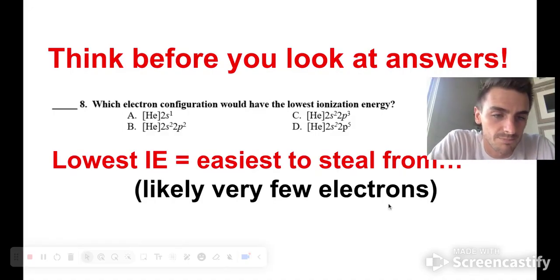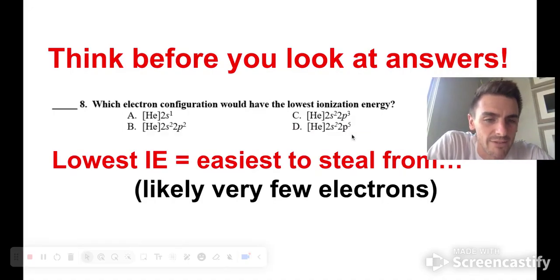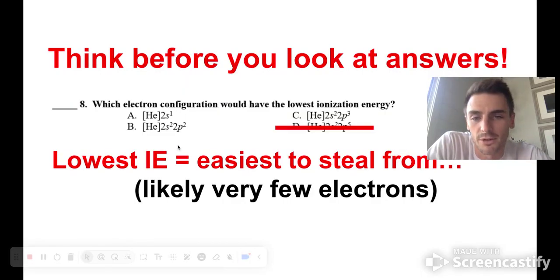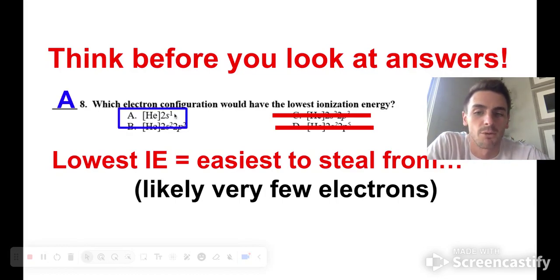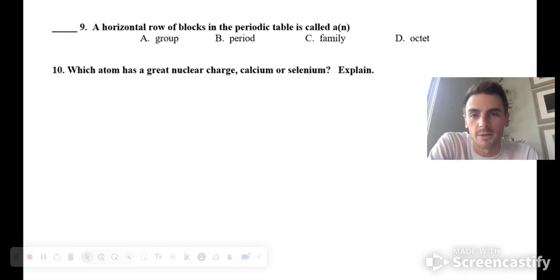If you go look, letter D has 7 valence electrons, very hard to steal from. Letter C has 5 valence electrons, hard to steal from. Letter B has 4 valence electrons, but by far and away, A, that'd be like lithium. It'd be easy to steal from lithium. It doesn't want 1 valence electron. So that's that whole idea of not getting caught up by tricks in questions. Know what you're looking for, and that's the whole pattern we've got to know, okay?